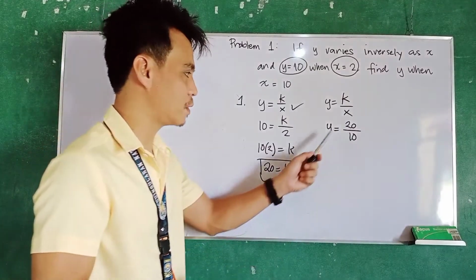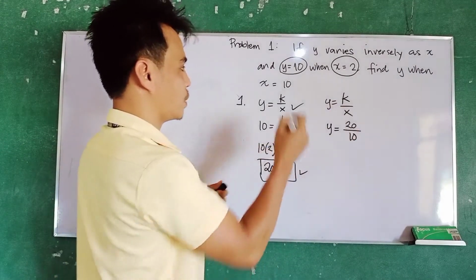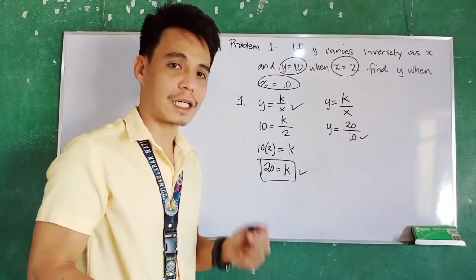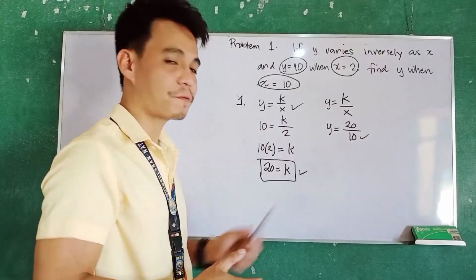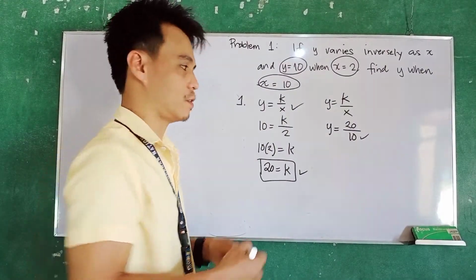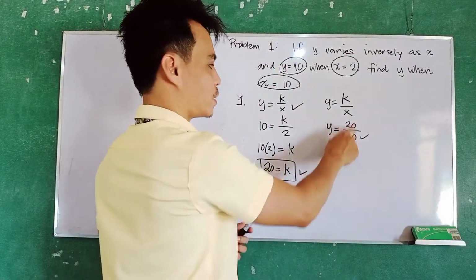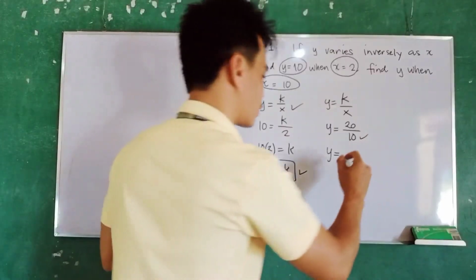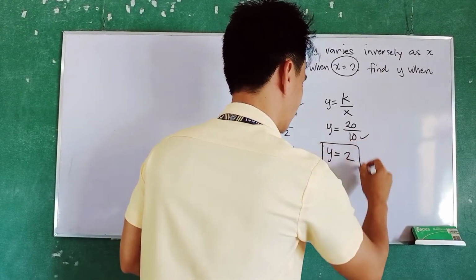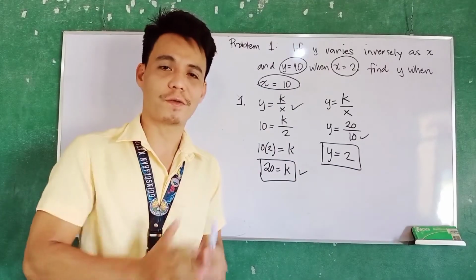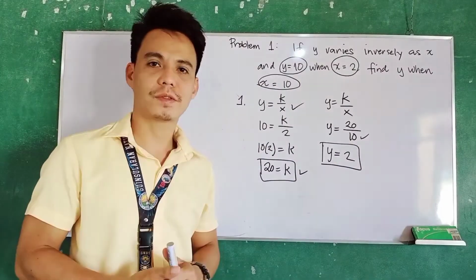So therefore, we have now to use the second information. So therefore, your second information is 10. So there you have it, guys. Nailagay na po natin. And therefore, we have to simplify our answer. So therefore, your y is equal to 20 divided by 10 is 2. There you have it, guys, our answer. Very good for group 1, 2, 3, and 4.